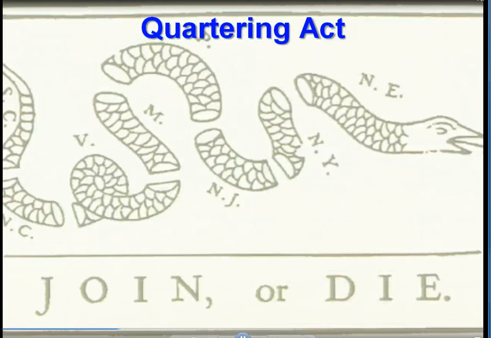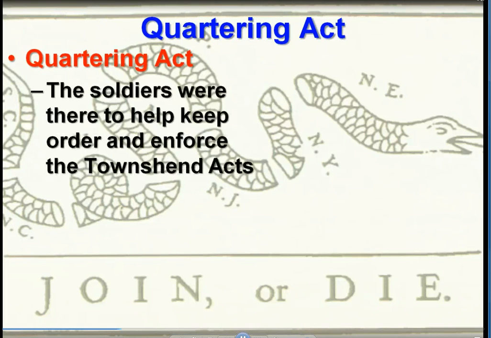So the king is having issues, so he decides to pass the Quartering Act, and his issues are with all the people that are causing grief. The Quartering Act is designed around soldiers being kept and allowed to live in the homes of the citizenry.